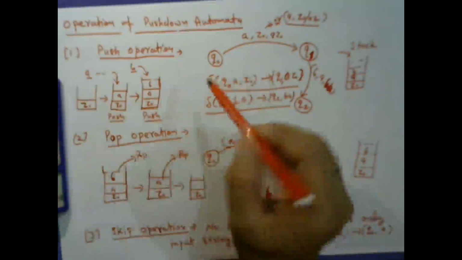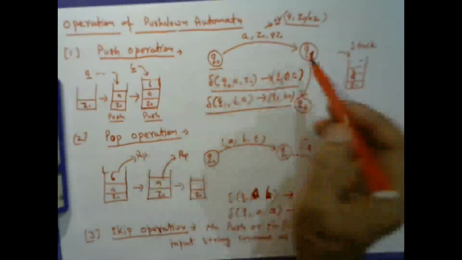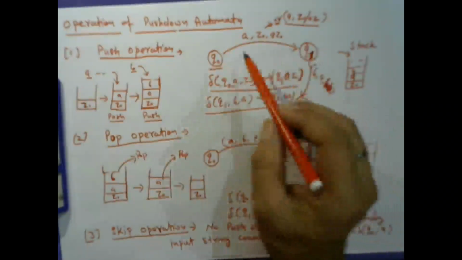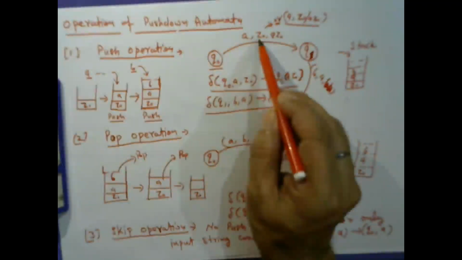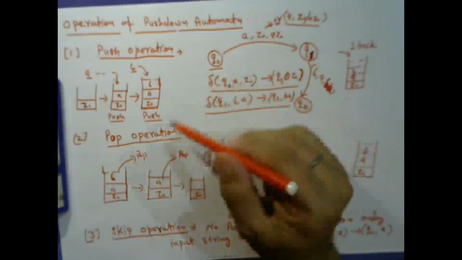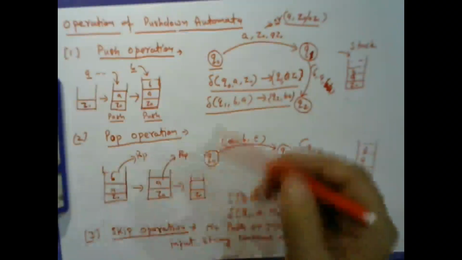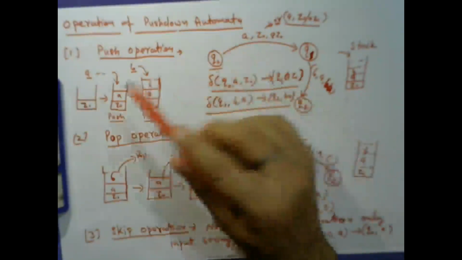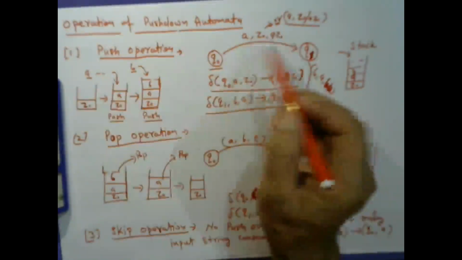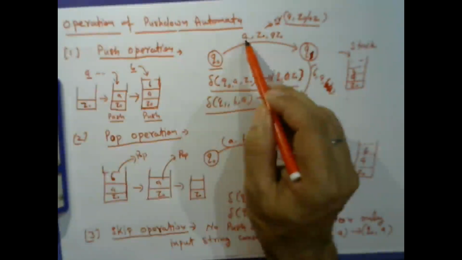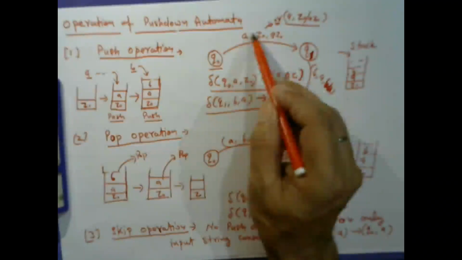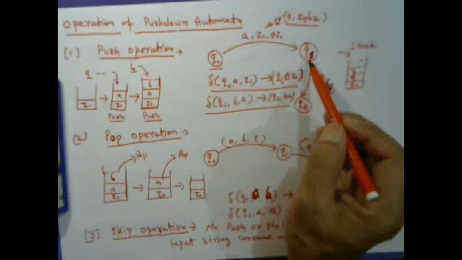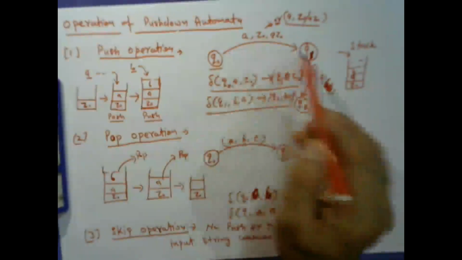Suppose there is a state Q0 and a new state Q1. The input alphabet is A, and the top symbol is the starting symbol of the stack, Z0. If you want to push the value inside the stack, then A is the input, Z0 is the top symbol, and the operation will be A Z0. We can move to the next state; it could be the same state, but here we go to the next state.